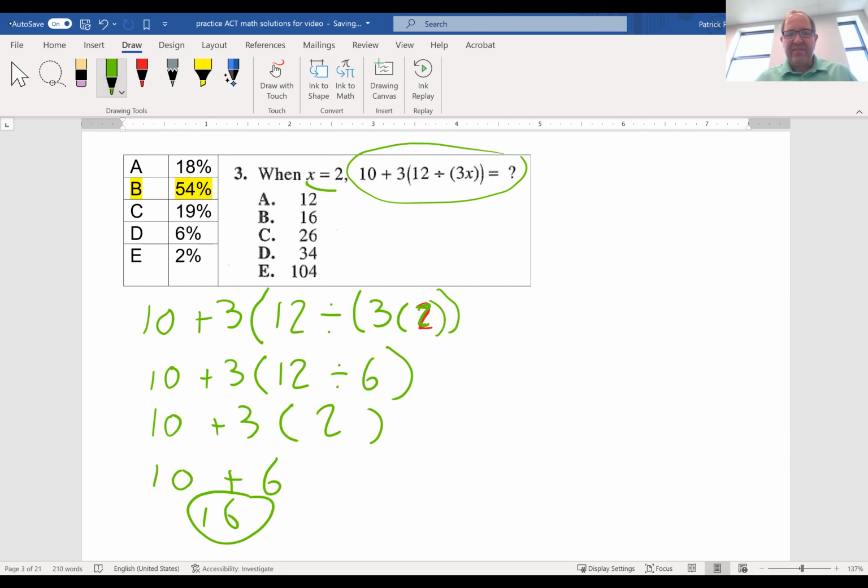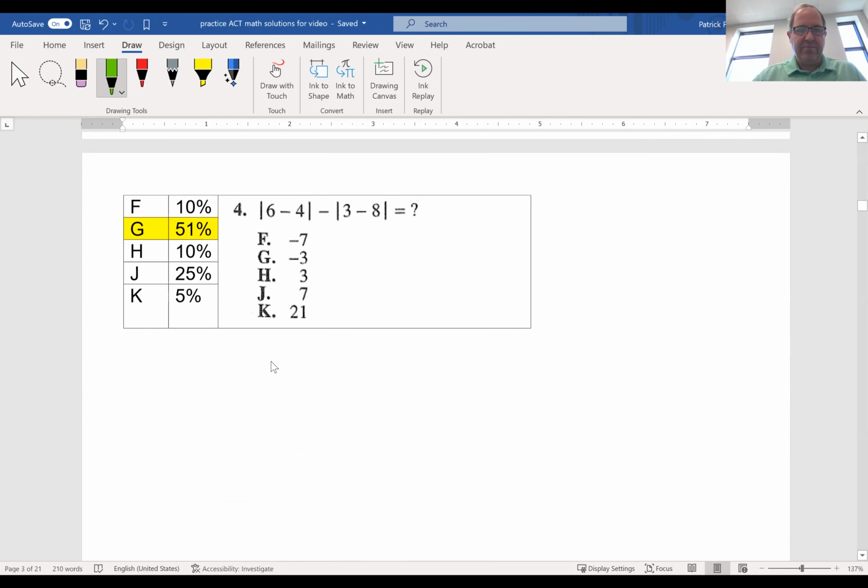But the thing is, you can use your calculator on this entire test. Once you've plugged the numbers in, why not just type it all into your calculator? Right? 16. You should try to do that. That would be the best way to go about it. Let's take a look at the next one here.